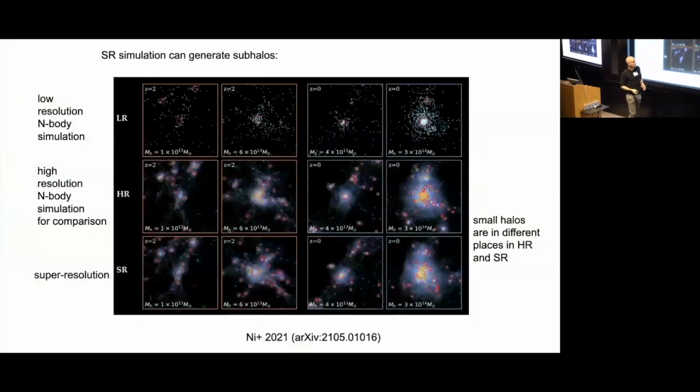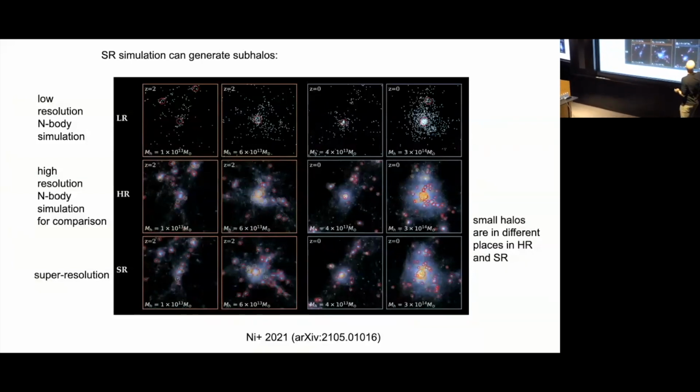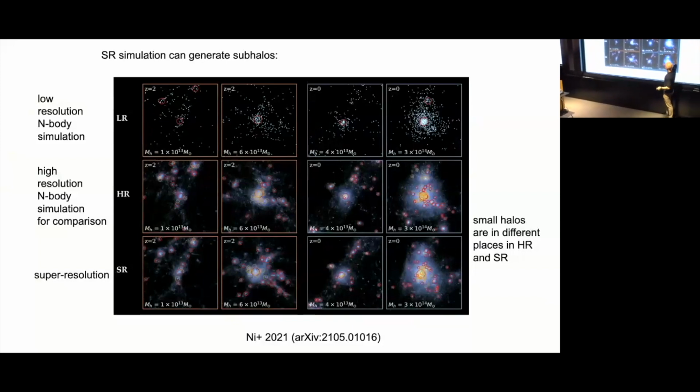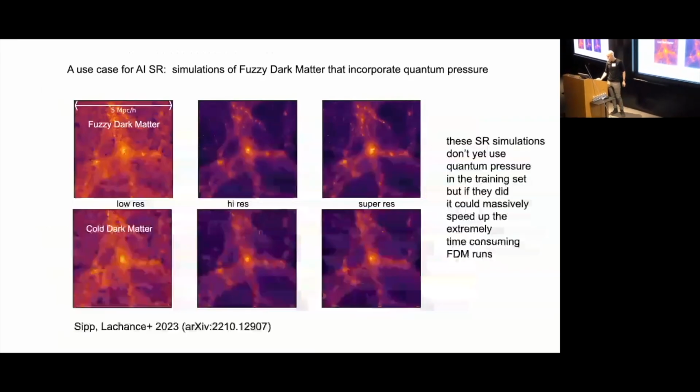And it can generate subhalos. This is a generative model. It's not an emulator at this point. And so you can see, for example, here's the true high resolution simulation, and here's the super resolution one. And then up at the top is the low resolution. And you can see here that the small galaxies are in different points in the super resolution compared to the high resolution, just because they're generated on the basis of random noise initially, right? But statistically, it can get the mass function to within about 5% at these masses.